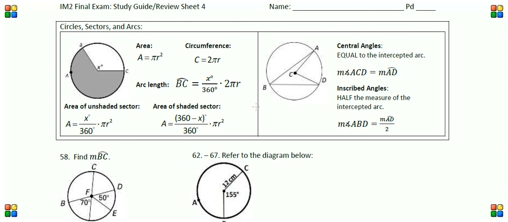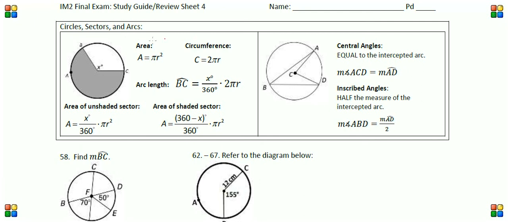We are now working on the final exam review sheet number 4, and the first thing we're going to be going back to is the section on conics, the unit on conics, and you can see the help on the top of your worksheet deals with circles, sectors, and arcs. Class, there's lots of formulas here.